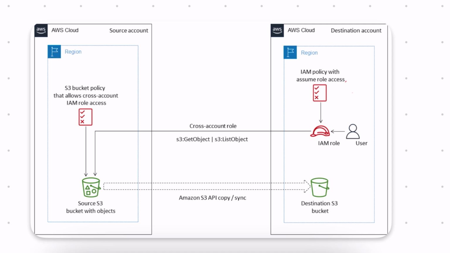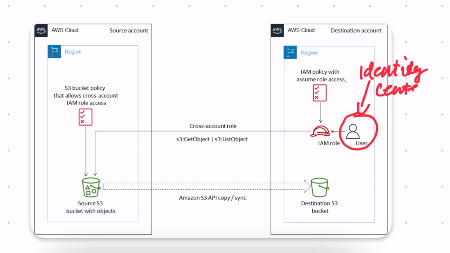Above the role is the IAM policy attached to the IAM role, which has the assume role permission. This allows the user in the destination account to assume the IAM role. What's missing in this diagram are the two things I've mentioned earlier. One is, instead of an IAM user, we have an Identity Center federated user. And the second, each bucket has its own customer managed key for encryption.